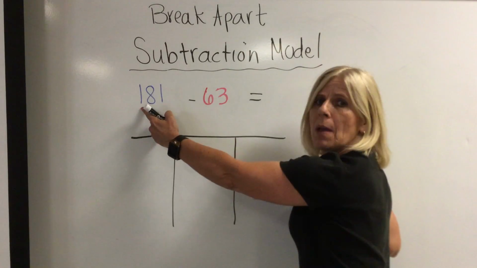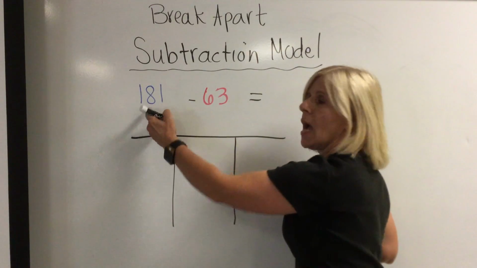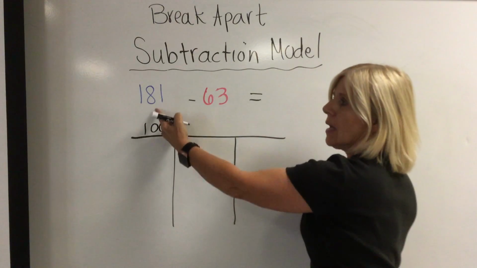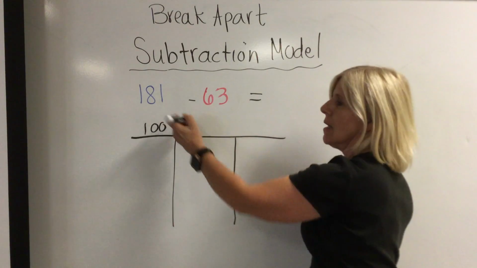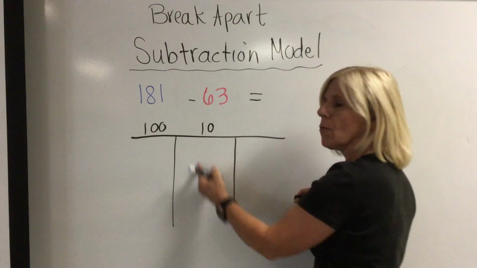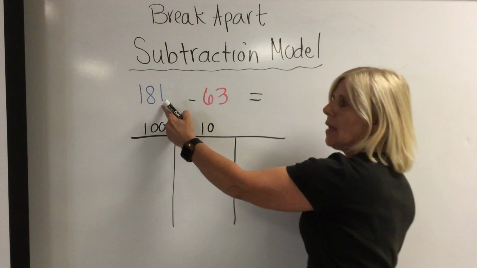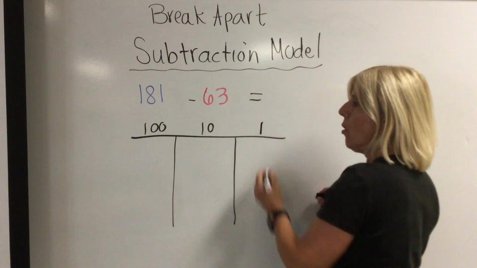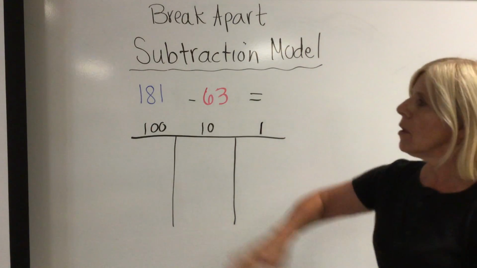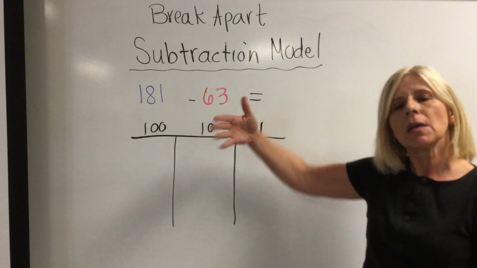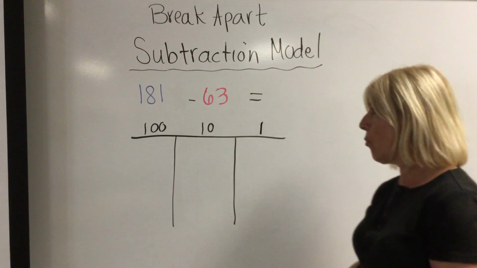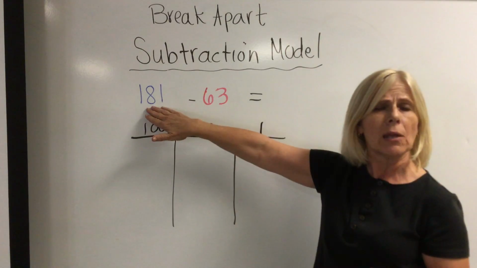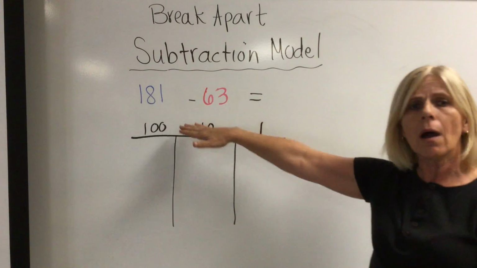So I'm going to start with my biggest place value, which is the hundreds, and I put 100 over this column. Next, I go to my tens, and I put 10 over my second column. And then my last is the ones position, so I just put a 1 over here. I'm going to be color coding this because it makes it easier for you. So I'm going to use my blue marker for the 181 when I break it apart.